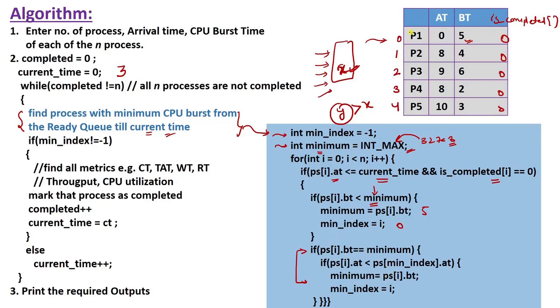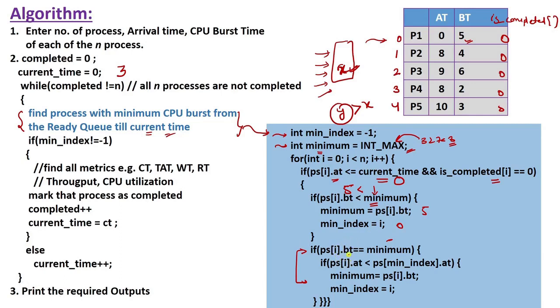Okay, so if we run on this actual example, then initially the current time is 0. So I will say, okay, this process arrival time is actually 0. 0 is less than or equal to 0. Yes, and it is not completed. So I will be selecting this process and I will be checking, okay, your CPU burst time is 5. It is lesser than INT_MAX. Yes, so I will say minimum is 5 and minimum index is 0. Now we have found the minimum.